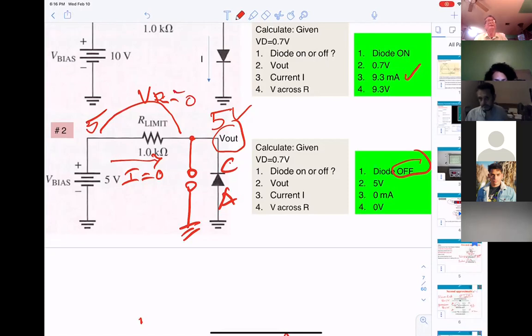Okay, for this circuit, you cannot say you can get VR equal minus 5 or minus 2. How come? If you want that, you must change the battery.